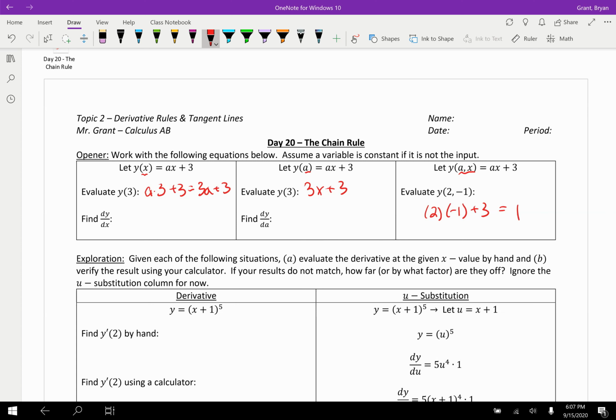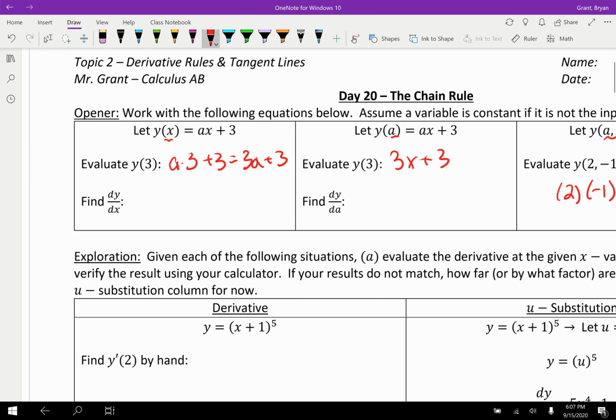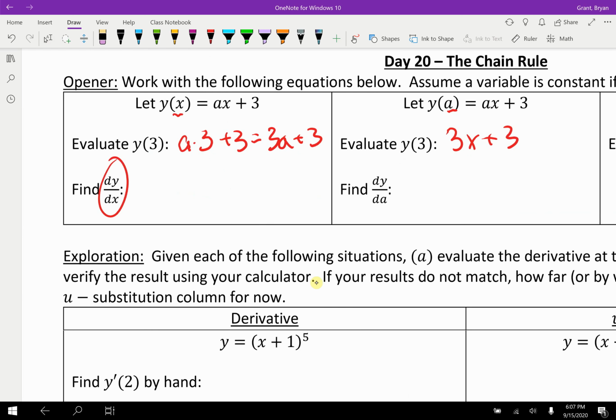Now, how does that work with derivatives? Derivatives also show you the input. If they ask you to find dy dx, it means take the derivative of the function named y with respect to x. Essentially, treat x as a variable and a as a constant. Imagine if I asked you to take the derivative of 4x plus 3. The 3 goes to 0, the 4 is a constant, the x goes to 1. It would just be 4, the coefficient of x. So the derivative dy dx is just going to be this coefficient a.